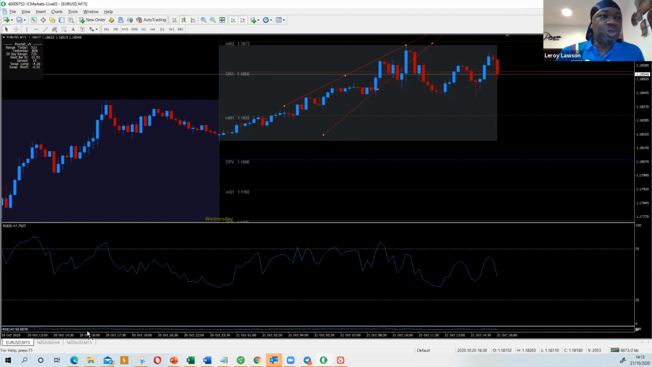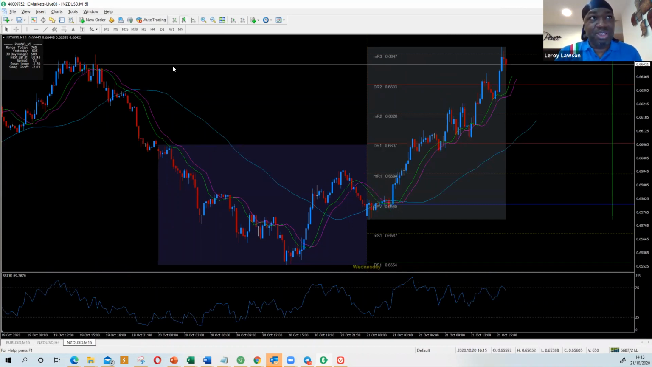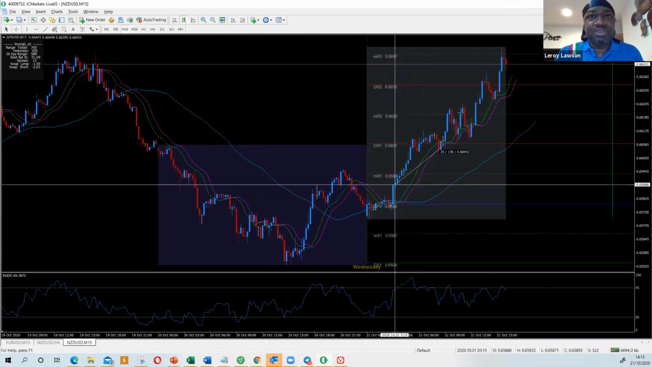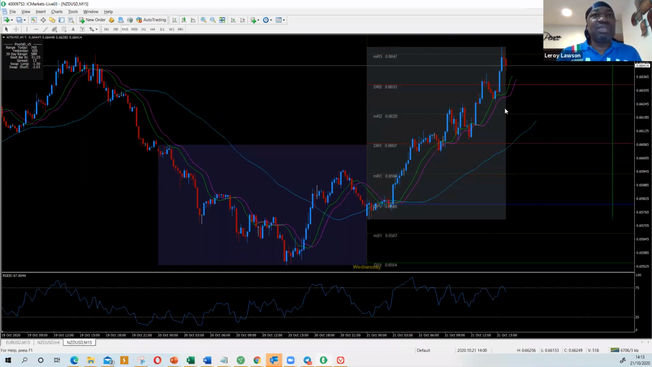If you're looking to trade and get a bigger run at it, you want a move like this. I don't even know how many pips this is. Let me just see. This is over 50 pips, guys. And some people don't make 50 in a week. This is one move that's made 50 pips.